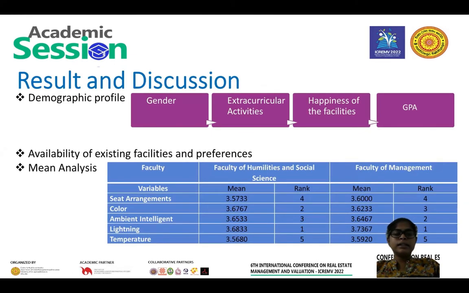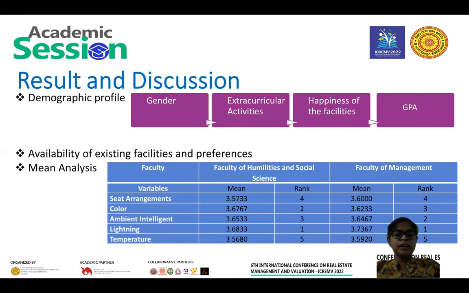The first analysis part in my presentation is the demographic profile. Here, I mainly use 4 factors: the gender, extracurricular activities, happiness of the facilities, and GPA. Then I tested availability of existing facilities and preferences.